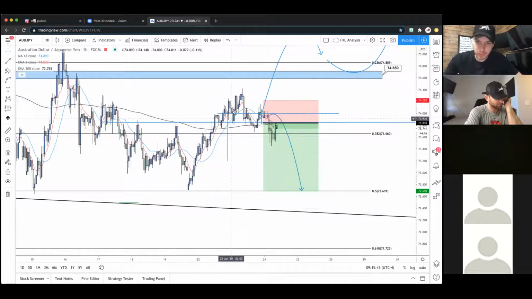Like the bears are fighting the bulls. There's a lot of indecision here. It's not really the cleanest of trends. It's not just going off in one direction. So some consolidation here. Then you get into these bigger candles, pulling back through the MAs and such.